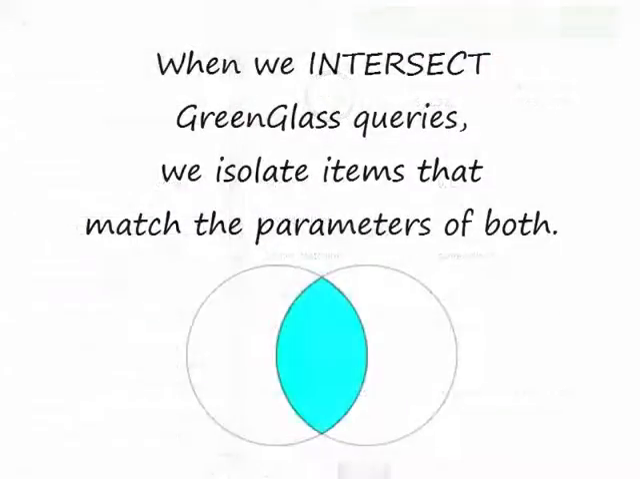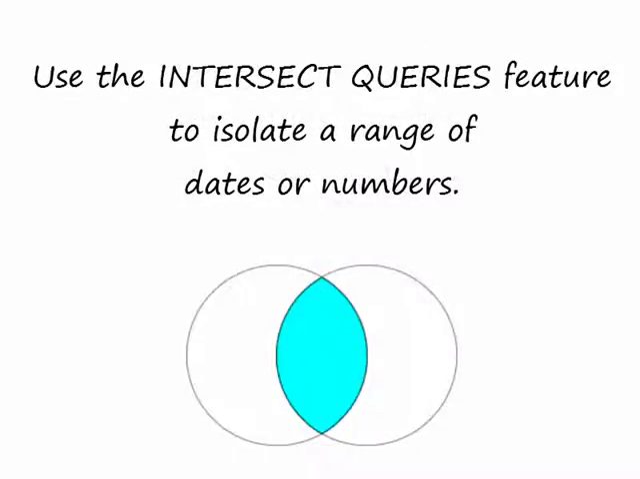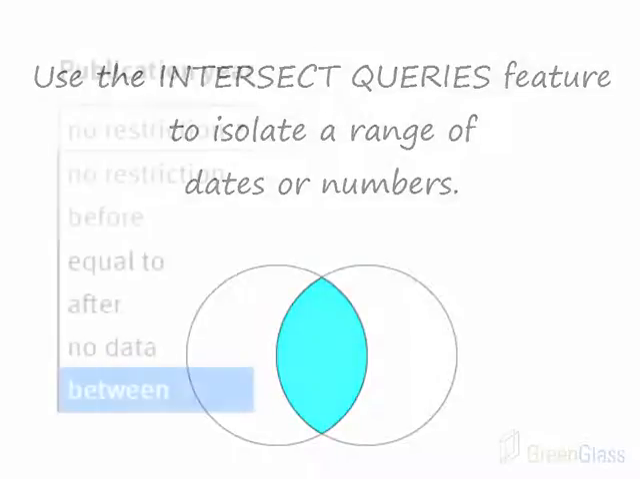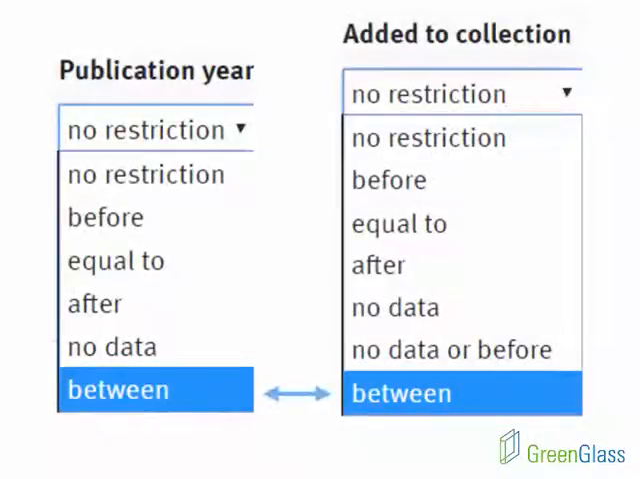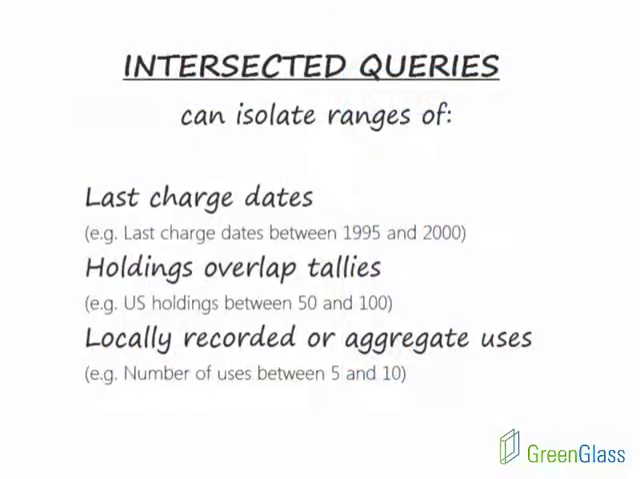Use cases for the intersect feature are somewhat less obvious, but can have value for highly focused analysis. The reason to use this feature is to isolate a range of dates or numbers. GreenGlass includes the between operator for pub year and date added to the collection, but it's necessary to use the intersect query option to isolate ranges of last charge dates, holdings overlap tallies, recorded uses, and aggregate uses.